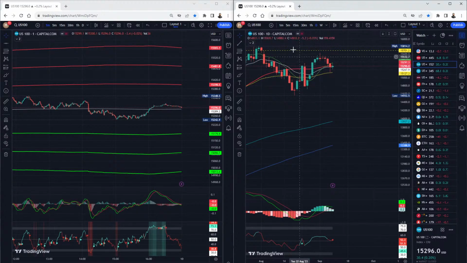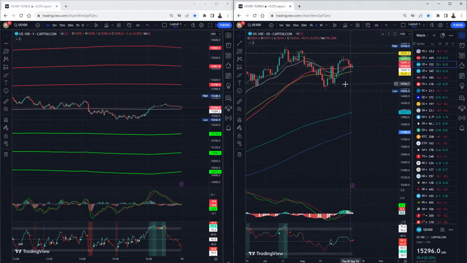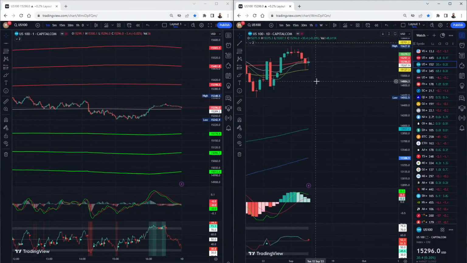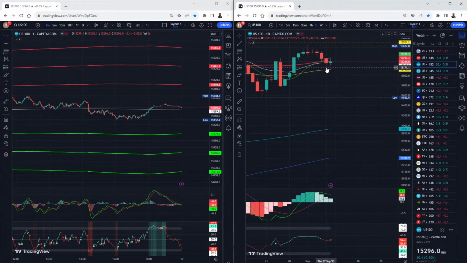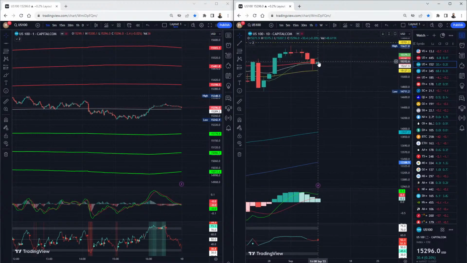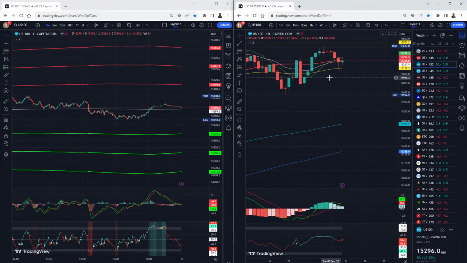Okay, so it looks like we are just consolidating on the daily chart. It looks like it's making higher lows. You can see this low was higher than the previous low, so we are making higher lows, and now we closed right above. We bounced from this support. This is the 50 EMA line. It was around 15125, so we bounced from there. All right, we closed right above this white line, which is the 20 EMA line, which is very good.